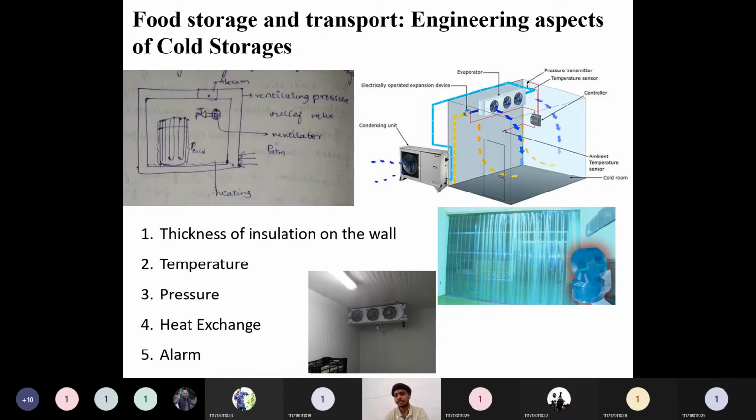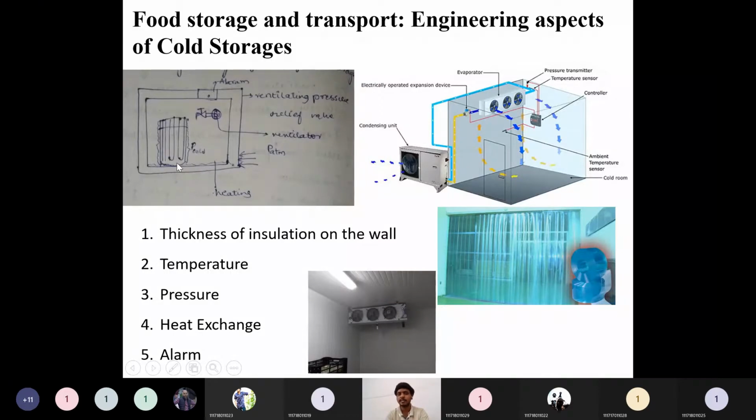Then the next parameter in the design is the temperature. If you are going below 0 degrees centigrade, what happens inside this cold storage is that some of the moisture will condense and form ice around the doors. So around the doors or some flooring, it will be forming some ice.